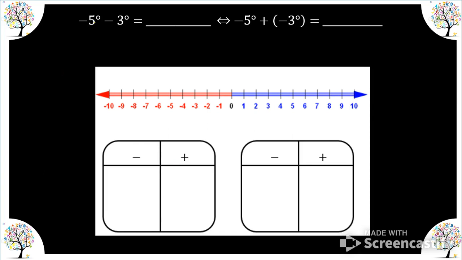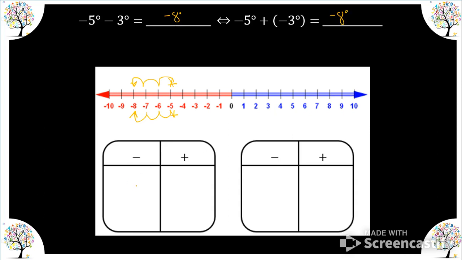Here's another example talking about temperature. So negative 5 minus 3. So if we are at negative 5 and we subtract 3, subtraction means it goes left. 1, 2, 3, we are at negative 8 degrees. Or we can look at it as we're at negative 5 and we're going to add negative 3. So that means to continue, go to the left, negative 1, 2, 3. We're at negative 8 degrees.